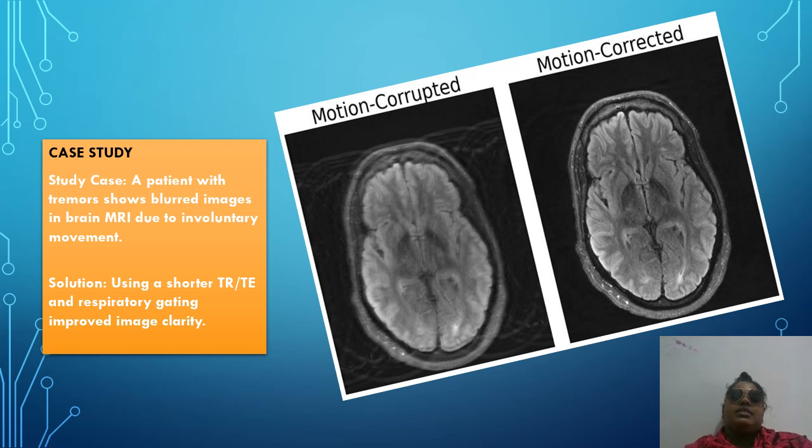Okay, as you can see, this is a case study. A patient with tremors shows a blurred image of the brain due to involuntary movement. So what we can do is use a shorter TR or TE, and respiratory gating, to improve the image quality or clarity.